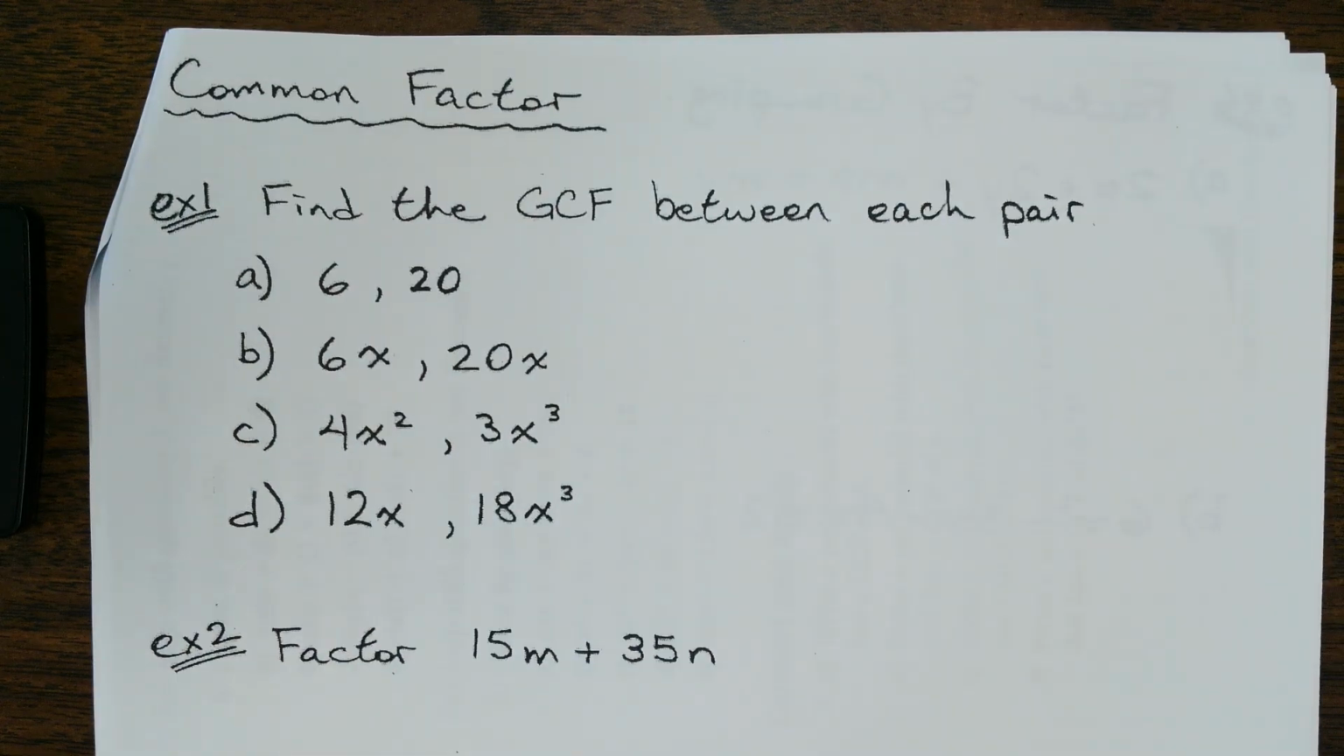Alright, so we did pretty good with expanding. That was yesterday's lesson. Today we're going to do the first type of factoring, which is common factor. Okay, so get a piece of paper out, pencil. Let's take down the notes.